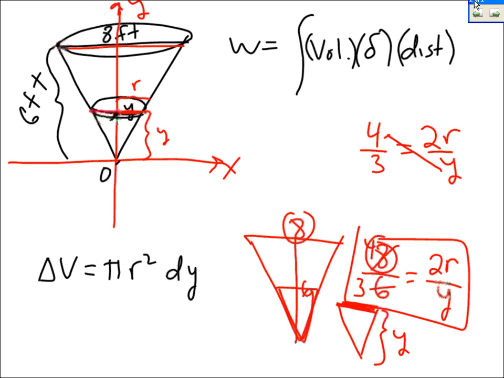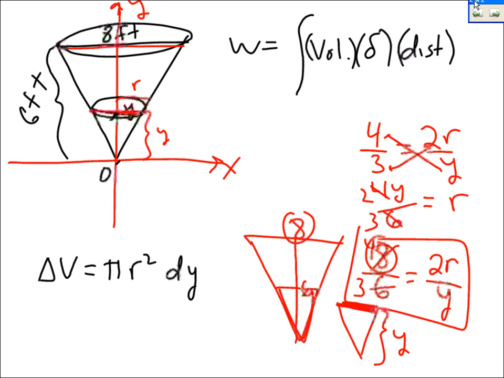Just bring this y up there, you get 4y. Bring just the 2 down there, you get 6. And leave the r where it is. r is 4y over 6. But this can be reduced to 2 over 3. That is, r is 2y over 3.